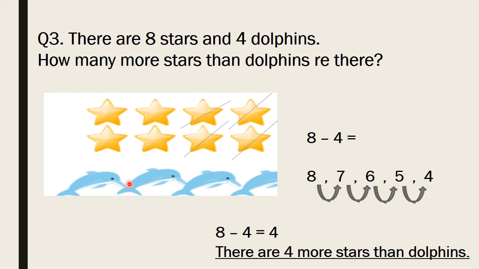We have 4 dolphins here and we have 8 stars. So how many extra stars are there? If from these 8 stars I cancel 4 stars, how many extra stars do I have? 1, 2, 3, 4. I have 4 extra stars. So there are 4 more stars than dolphins.